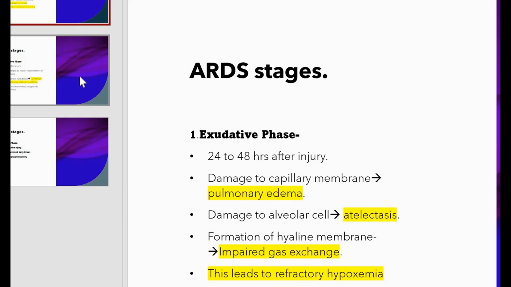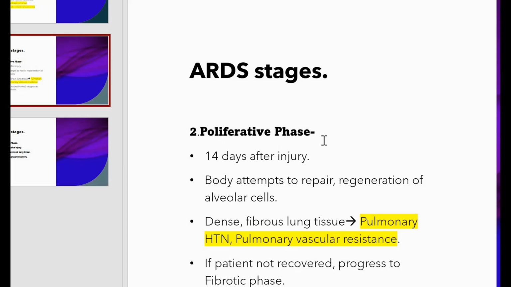Following the exudative phase, the next is proliferative phase. This phase develops 14 days after injury. That means after injury, the body is trying to repair or regenerate the alveolar cells, and some of the lung tissue may get dense and fibrous. As a result, pulmonary hypertension can occur and pulmonary vascular resistance may increase. Some patients may recover during proliferative phase, but if not recovered, the patient may progress to the final phase, which is called fibrotic phase.